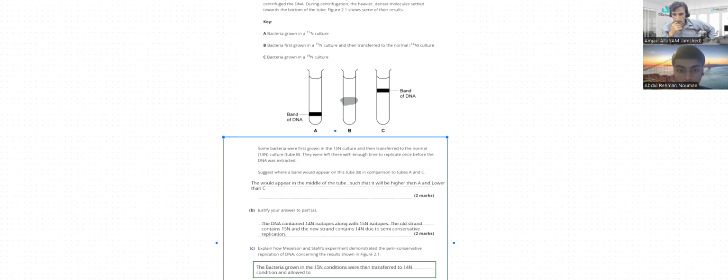The bacteria grown in the 15N conditions were then transferred to 14N conditions and allowed to replicate. You need to discuss the experimental setting by Meselson and Stahl, right?